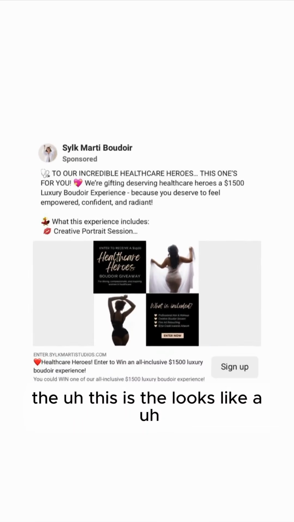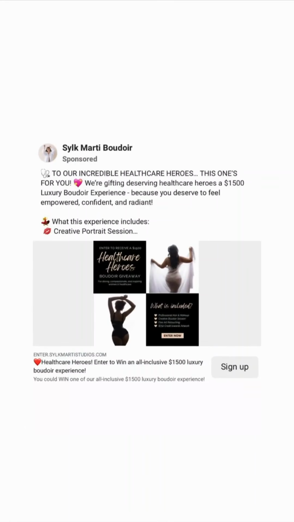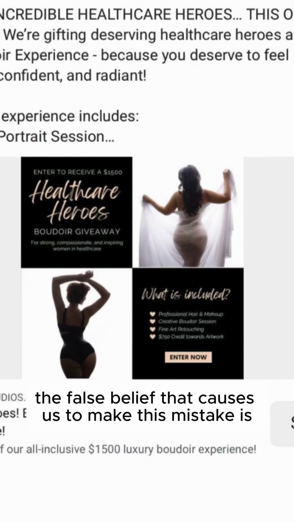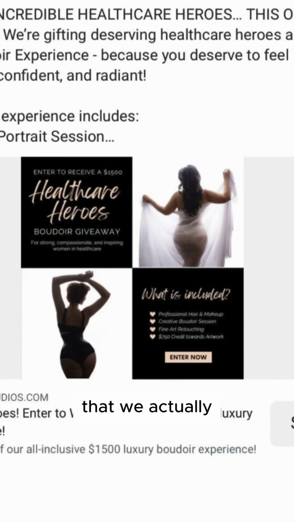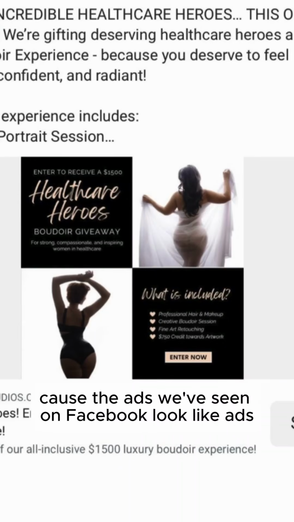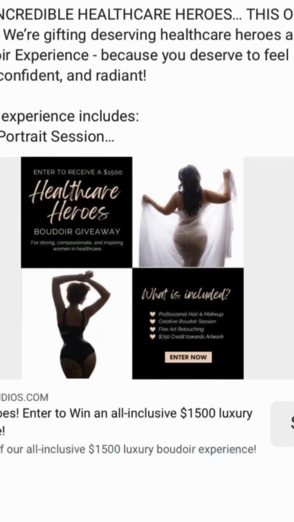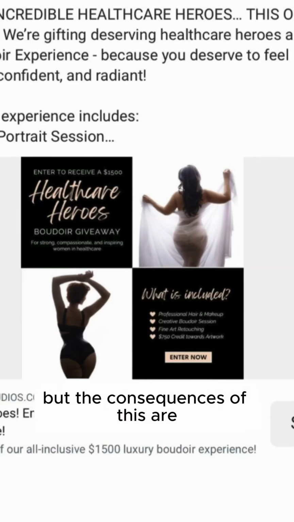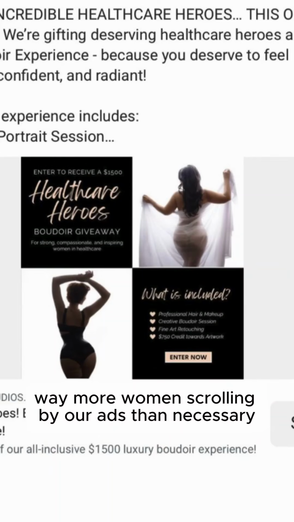This looks like an ad mistake. The false belief that causes us to make this mistake is that we actually believe our Boudoir Facebook ads should look like ads, because the ads we've seen on Facebook look like ads. The other Boudoir Facebook ads we've seen also look like ads. But the consequences of this are way more women scrolling by our ads than necessary.